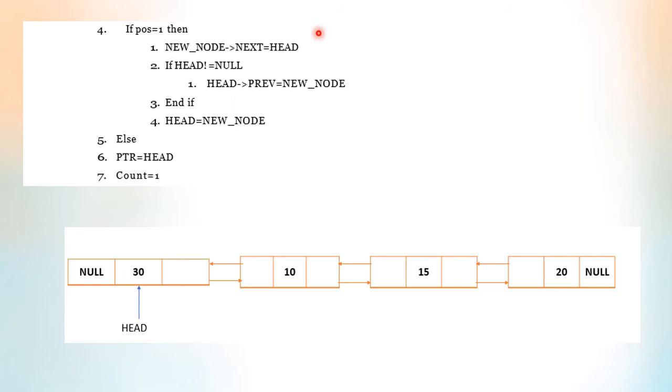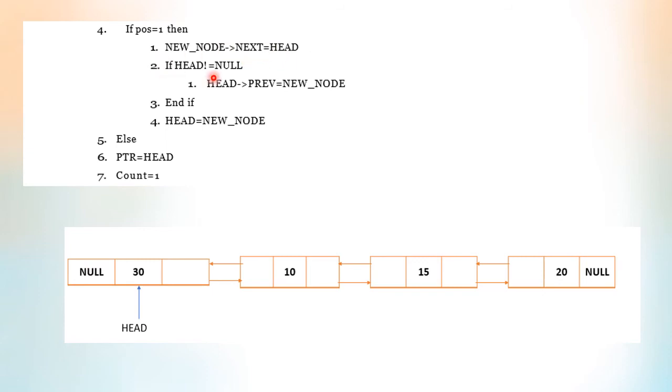If the user had given the position value as 1, it means we have to insert the new node at the beginning of the doubly linked list. So here we have to insert a new node at the beginning. The newly created node should be the first node in the doubly linked list after insertion.